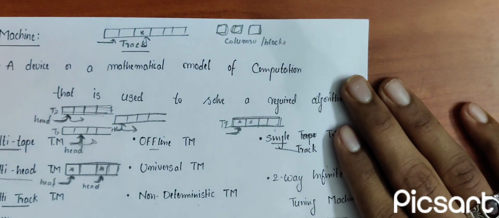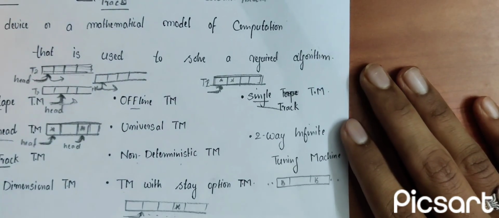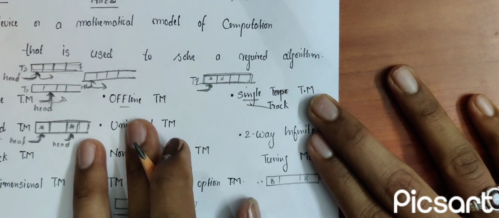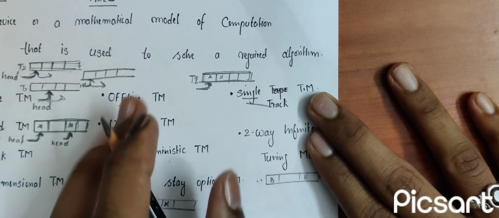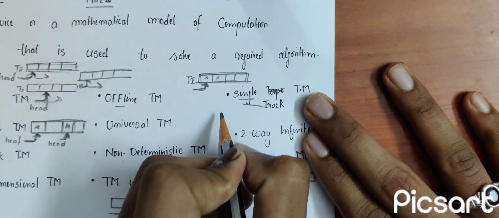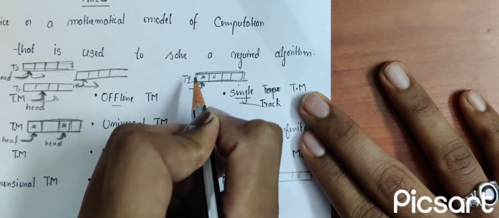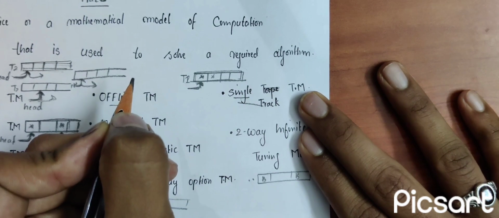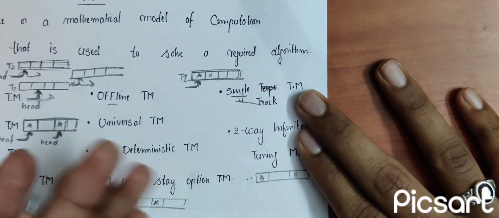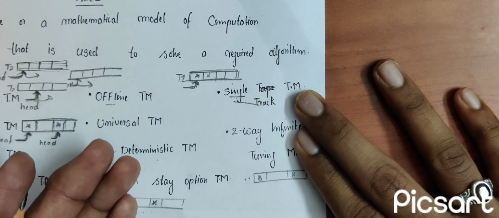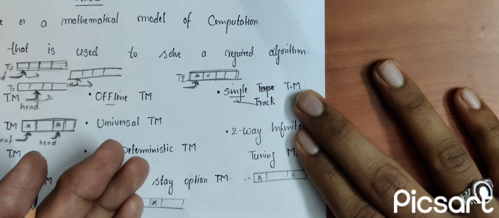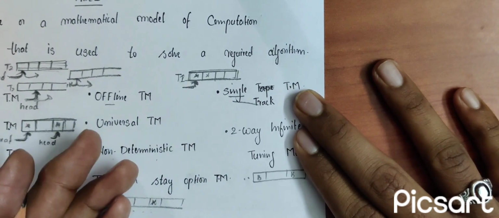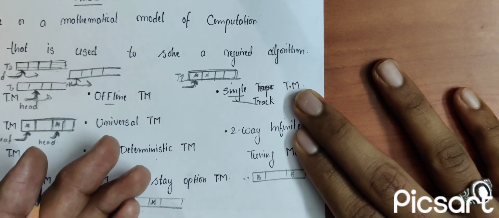Let me tell you the different types of Turing machine. I have named 10 Turing machines here, starting with the single track Turing machine. A single track Turing machine has only a single track and only a single head. Based on the placement of the head, the operation takes place, and we mostly use a single track Turing machine for string acceptance or non-mathematical problems. You don't require calculations here.